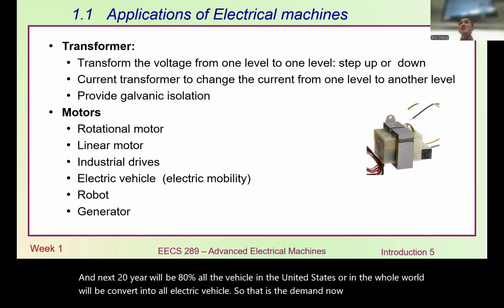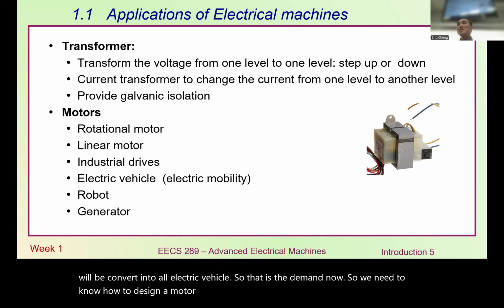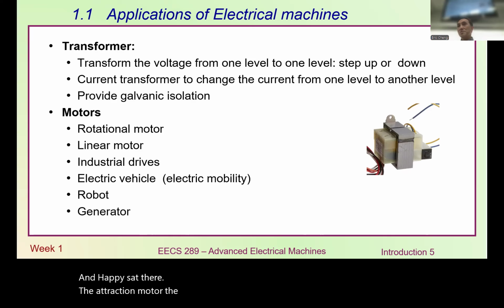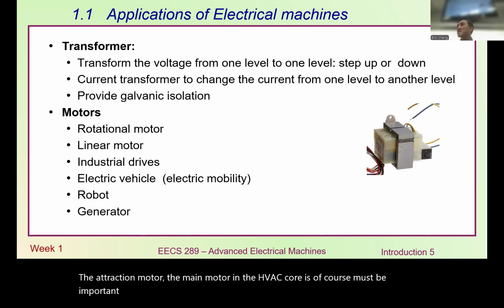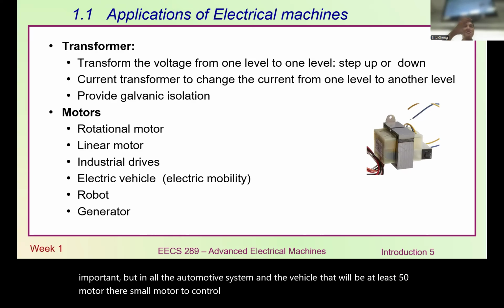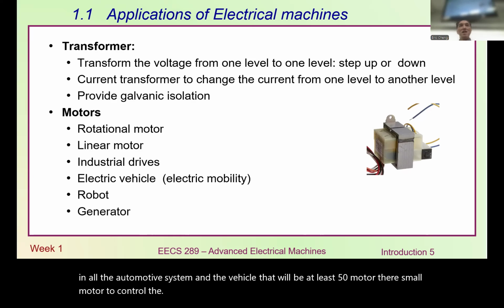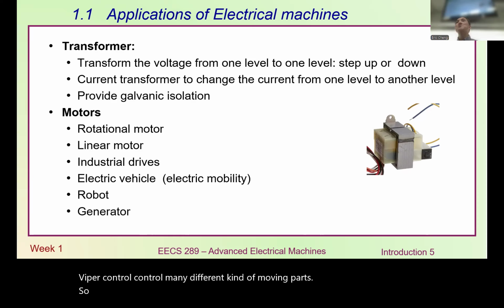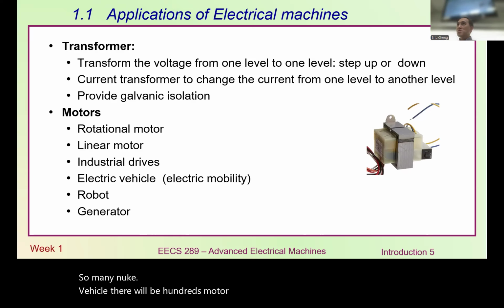So we need to know how to design the motor, how to design a generator, how to design the moving part. Having said that, the traction motor, the main motor in an electric vehicle, must be important. But in any automotive system, there will be at least 50 small motors to control the wiper, the door, and many different kinds of moving parts. In many new vehicles, there will be hundreds of motors. So that's why motion control will be really important for electric vehicles.